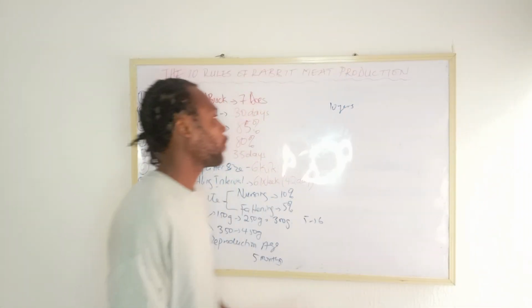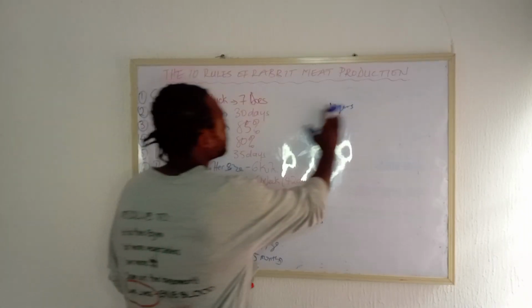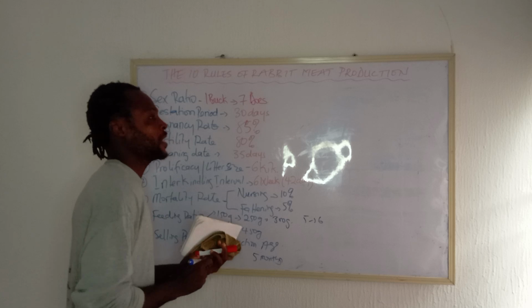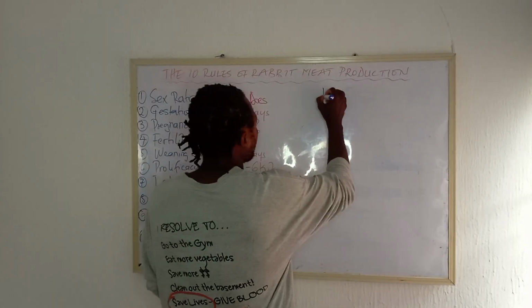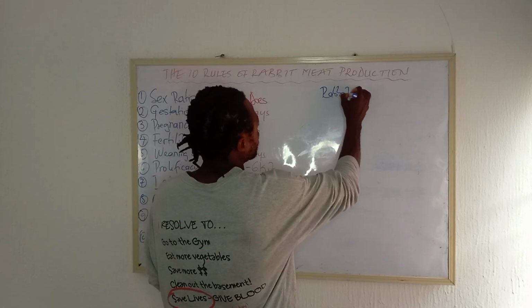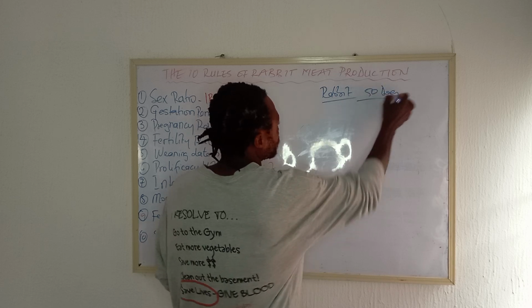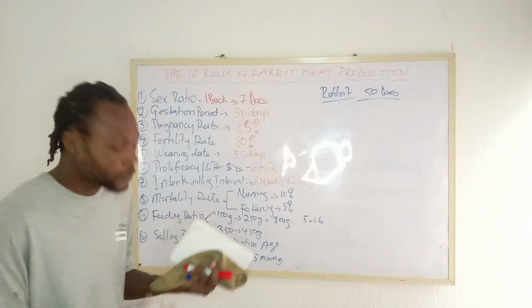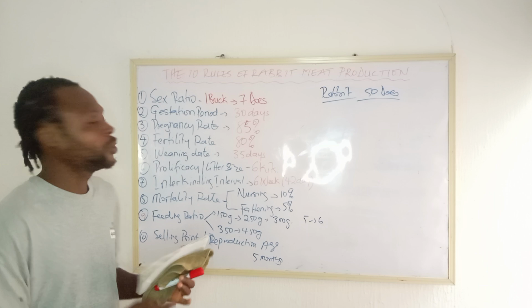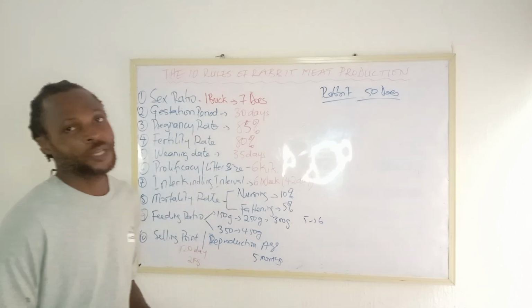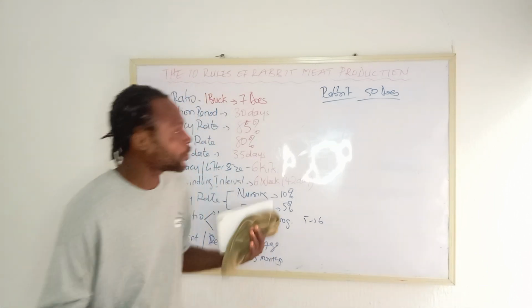All right, now we are going to use these parameters and examine a rabbit farm of 50 breeding does, and see how the farm is doing using these parameters. So we are going to do that in another video.